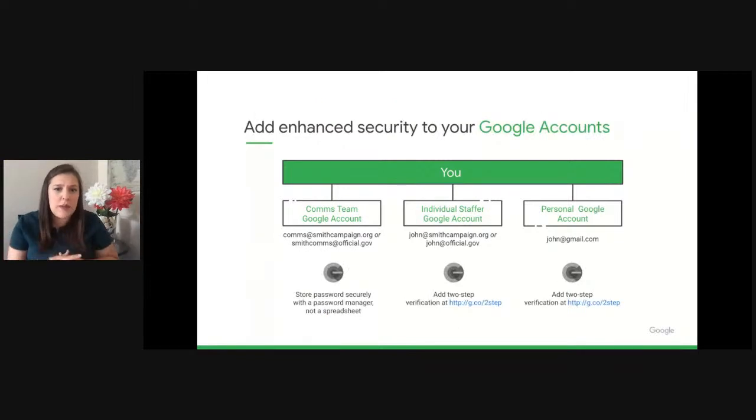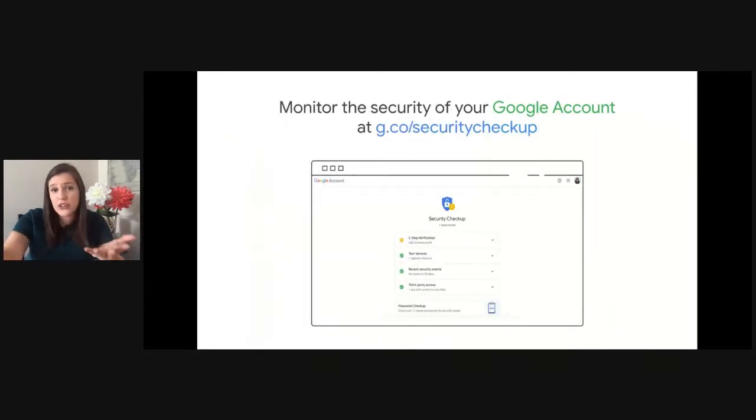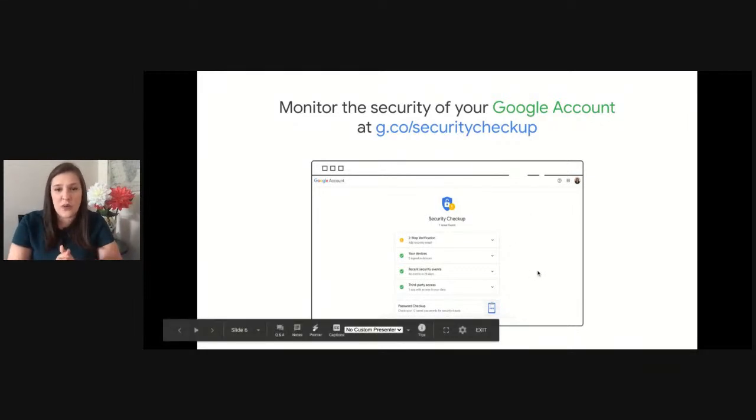And really, we want to make sure that you have enhanced security on all of these types of accounts. So with your comms team account, make sure that you have a password manager, not a spreadsheet, really taking care of the password of that account, and then the passwords of all your different accounts that you're managing on behalf of your office. And then, of course, two-step verification for those personal accounts as well. And you can do a security checkup just to see the health of your accounts, making sure that the devices that you want to be signed in are, and you can see that right in here. All you have to do is go into your account or go to g.co/securitycheckup.